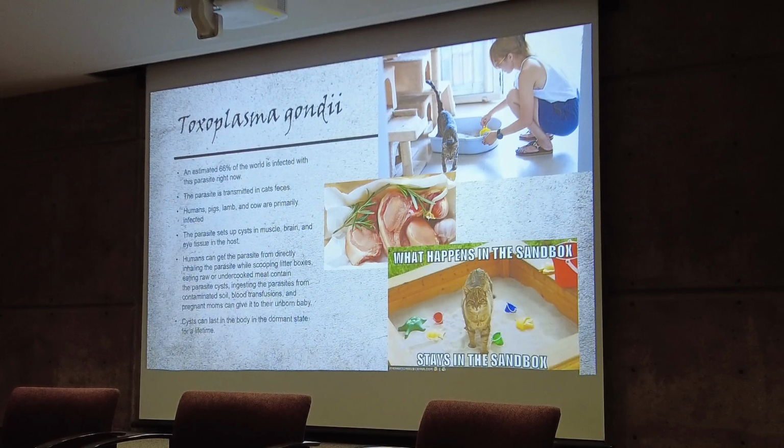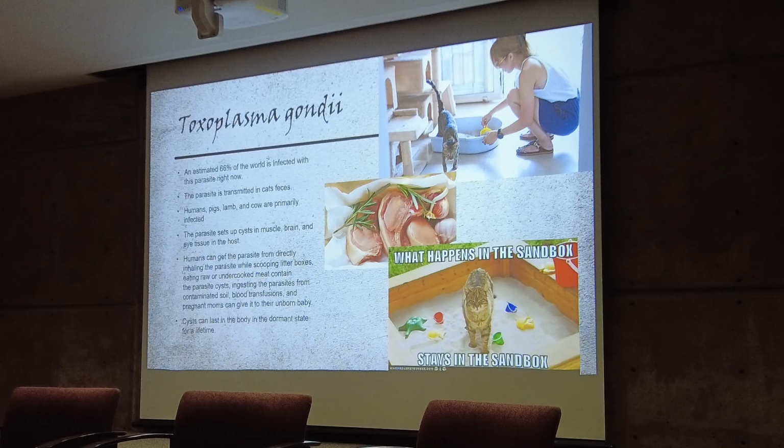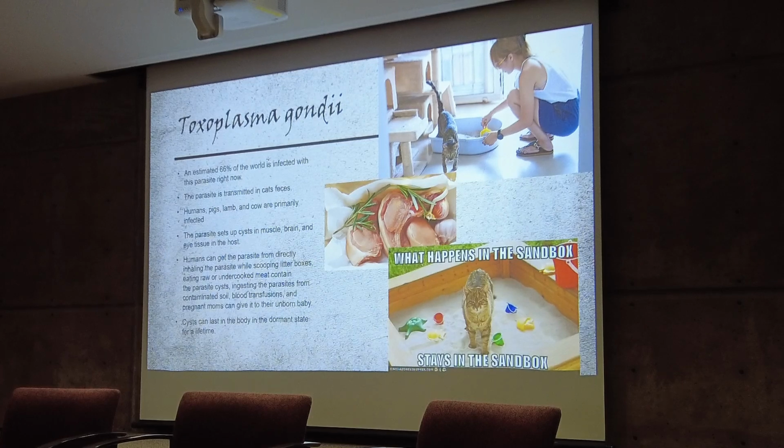Also, this particular parasite has been found in Egyptian mummies and other mummies across the globe. That's how old the parasite is. It's the oldest known and probably one of the most researched parasites that we have. And it's also the reason that they don't want women messing with litter boxes while they're pregnant. It's because of toxoplasmosis. So an estimated 66% of the world is infected with the parasite right now. The parasite is transmitted in cat feces, which you wouldn't think would be an easy way to get something, but think about how many cats we have.